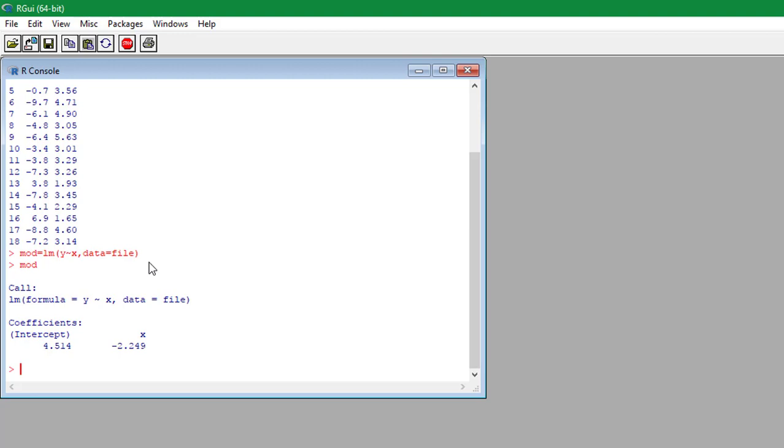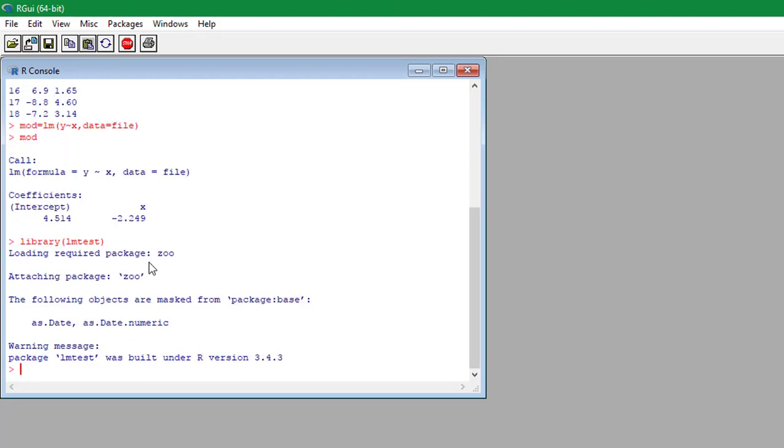So if we want to do a Durbin-Watson test now, we would have to load a package called lmtest. So let's go ahead and load that package, lmtest, and there we have our package loaded.